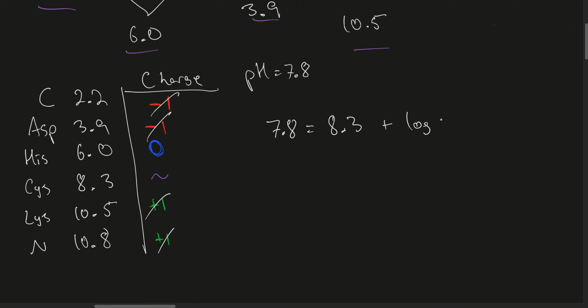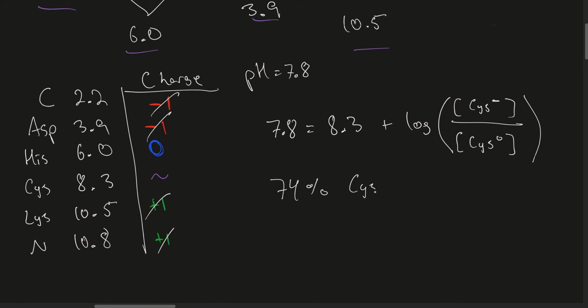plus the logarithm of the concentration of cysteine with a negative charge, when it's deprotonated, versus the concentration of cysteine with a zero charge, when it's protonated. And when we solve for this, we find that we have a 74% majority of the cysteine with a zero charge compared to 26% of cysteine with a negative charge. And this makes sense because the pKa of cysteine is higher than the pH, so it's going to remain mainly protonated, which is this group right here.